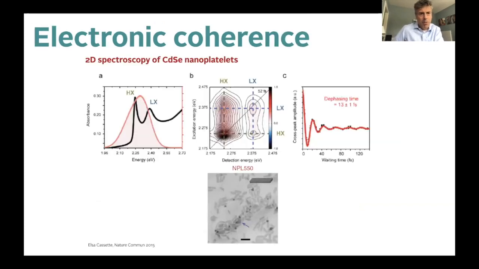So here's an example. Here's our two levels. They're labeled HX and LX, heavy hole exciton and light hole exciton. And these are in semiconductor nanocrystal nanoplatelets. You can see them in the electron micrograph at the bottom of the image. These platelets come in variations in size, but their thickness is very uniform. So we have a narrow frequency spread here. And in the pink color, you see the spectrum of the laser pulse. You see it's broad in frequency because it's very short.